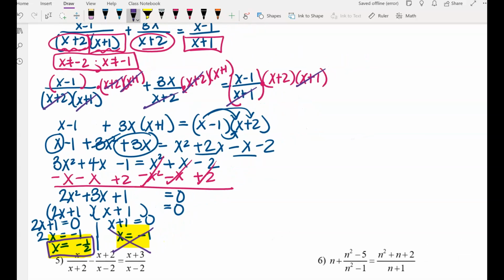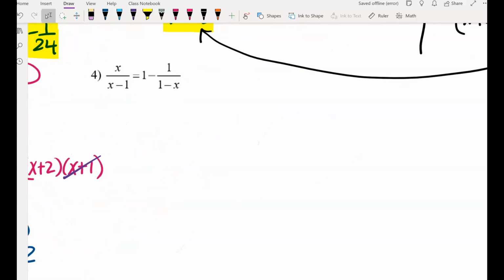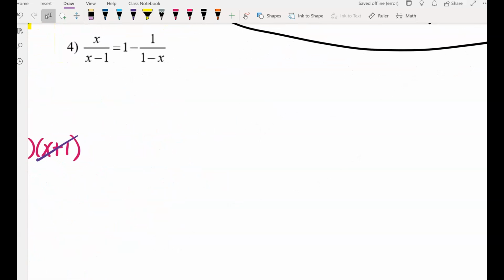Again, if we're going too fast, please just pause it and write it all down. Let's go to example number 4: x divided by x minus 1 equals 1 minus 1 over 1 minus x, okay?